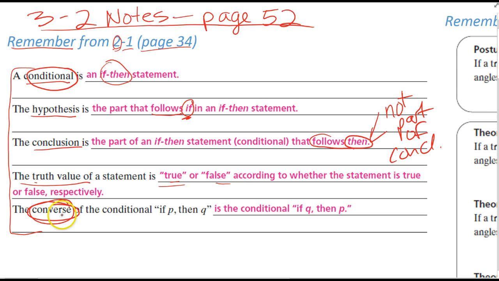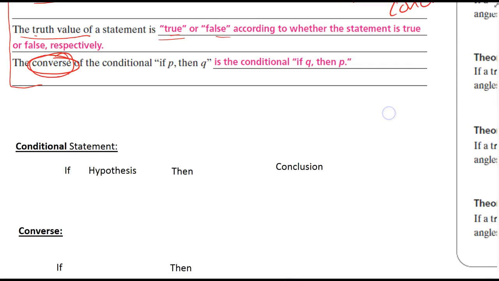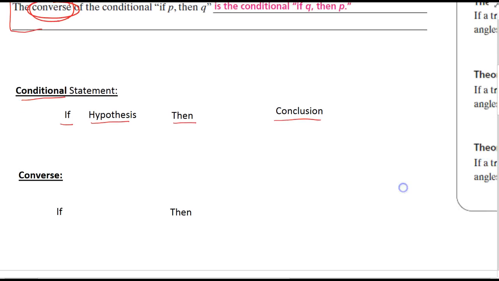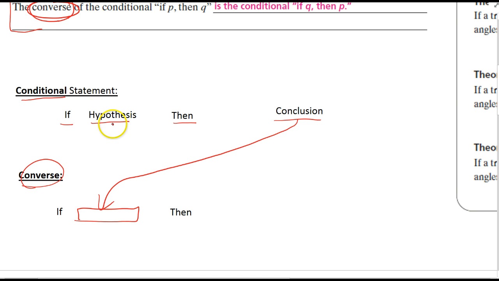Converse. Well, how did we make converses from conditional statements? If this is a conditional statement, the word if, then the hypothesis, the word then, and a conclusion, the converse takes the conclusion and puts it after the if. The converse takes the hypothesis and puts it after the then.